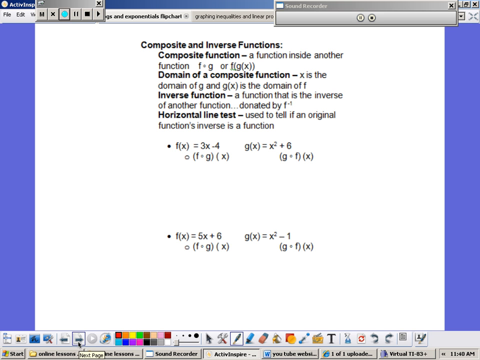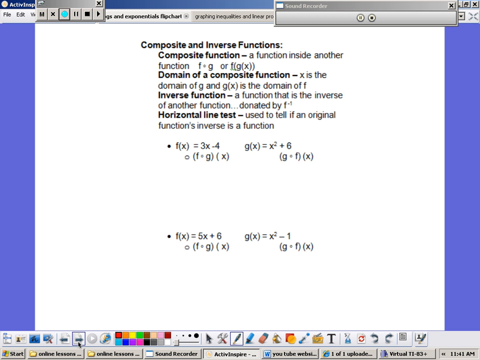Okay, composite and inverse function. A composite function is a function inside another function. For example, f of g of x. And we've talked about these as we went on already. Domain of a composite function, x is the domain of g and g of x is the domain of f. The inverse function is a function that is the inverse of another. It's designated by f of -1. So if you see f to the -1, it means it's inverse. And the horizontal line test is used to tell if the original function's inverse is a function rather than having to go through and find the inverse.